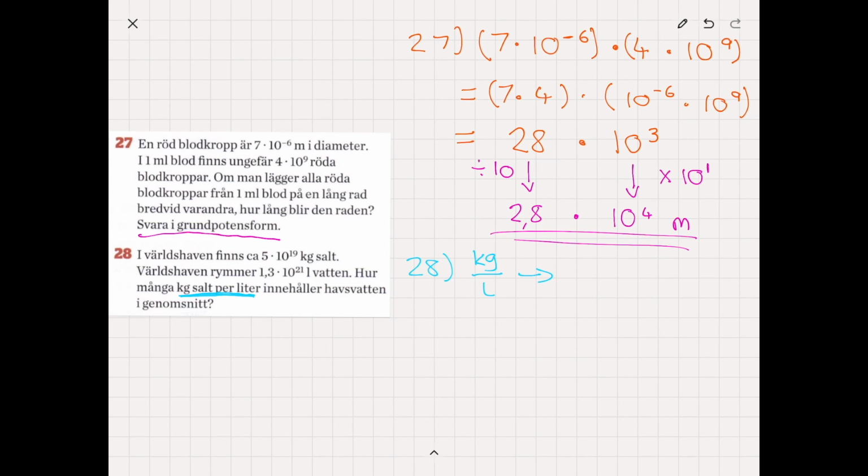Now, have we got something in kilograms in standard form? Yes. And have we got something in litres in standard form? Yes, we do. It's right here. So we're just going to put those in right away. So 5 times 10 to the power of 19, boy, that's a big number, divided by 1.3 times 10 to the power of 21. Goodness.